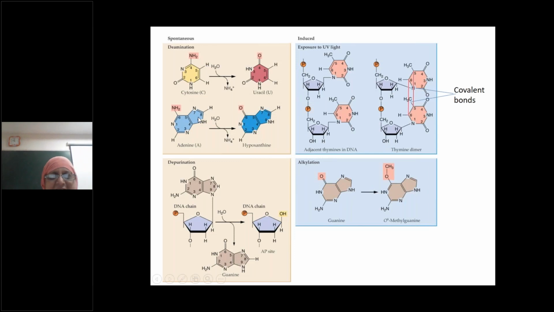So here together we can just see what we said. A single base alteration that may occur as a result of deamination. Here, removal of amino group, cytosine being converted to uracil, adenine to hypoxanthine. Depurination where guanine can be removed from the DNA chain resulting in an AP site, either apurinic site or apyrimidic site, or addition of a methyl group may occur resulting in the formation of methyl guanine. Then we said base alteration may occur with the formation of pyrimidine dimers. These pyrimidine dimers will contain covalent bonds.